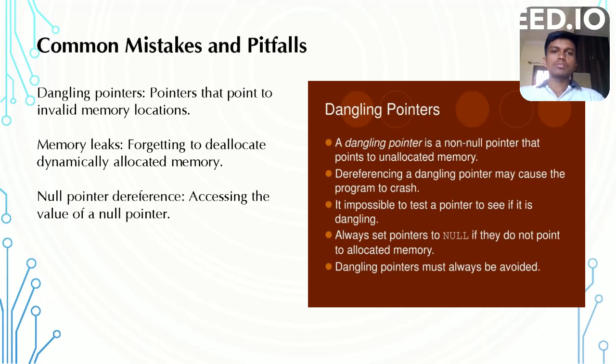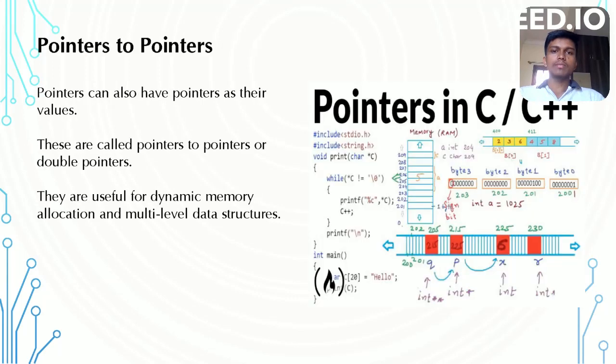Common mistakes and pitfalls. Dangling pointers: pointers that point to invalid memory locations. Memory leaks: forgetting to free dynamically allocated memory. Null pointer dereference: accessing the value of a null pointer. Dangling pointers: a dangling pointer is a non-null pointer that points to unallocated memory. Dereferencing a dangling pointer may cause the program to crash. It is impossible to test a pointer to see if it is dangling. Always set pointers to null if they do not point to allocated memory. Dangling pointers must always be avoided.